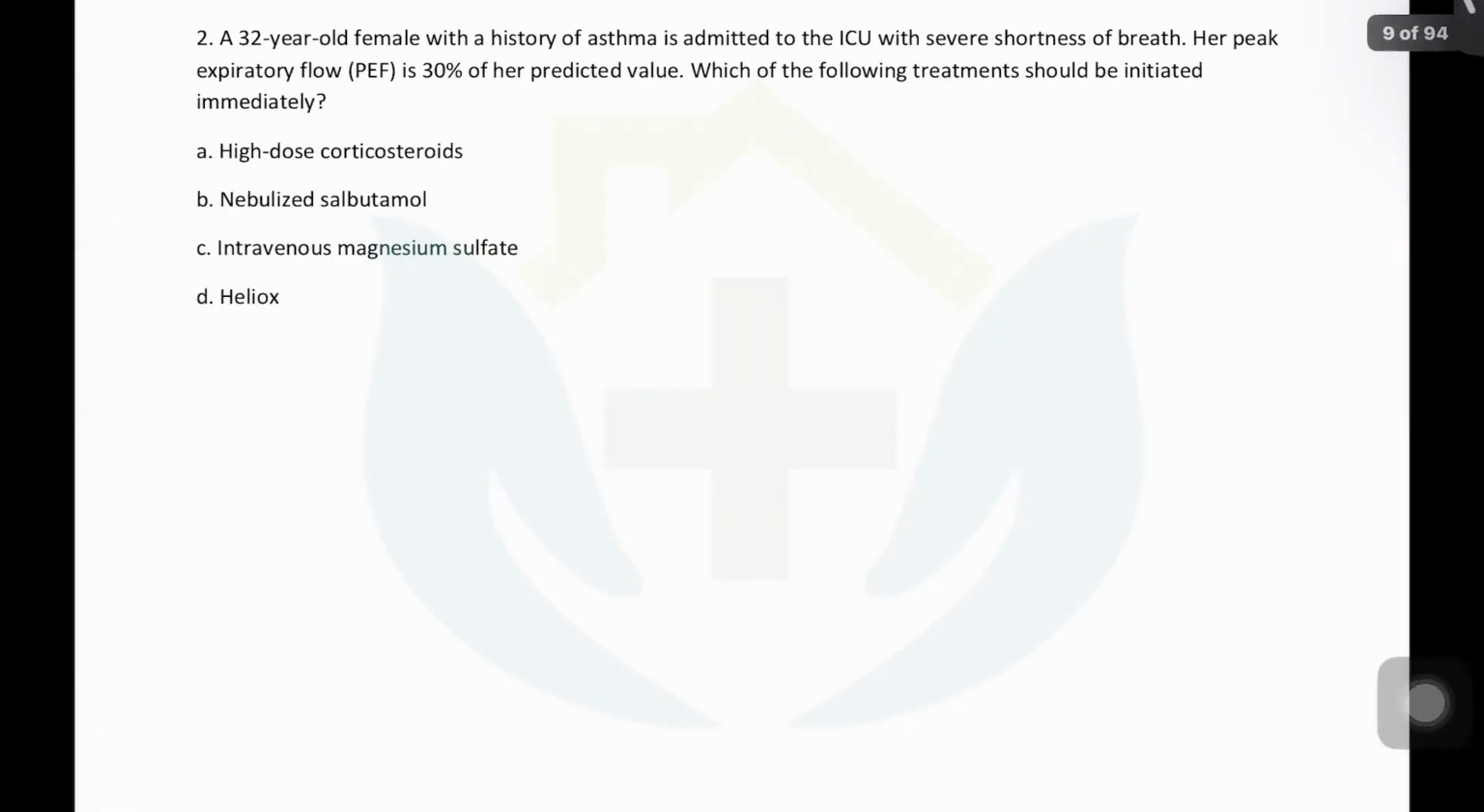Can I ask a question? But if we have an absolute contraindication for non-invasive ventilation, like the patient is uncooperative, or has trauma, facial injury, in this situation what will we do? We will go for intubation. Yes, of course.